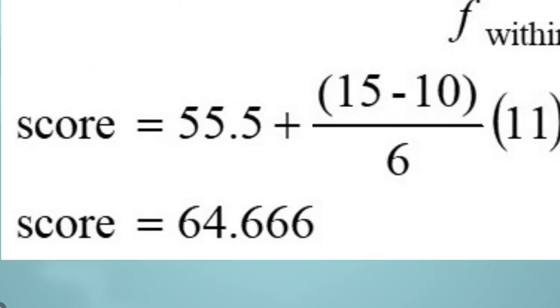And finally, the interval width is 11. Count the numbers in the interval. Do not subtract the lower number of the interval from the upper number. 66 minus 56 is 10. But there are 11 actual scores in the interval. Now, working through the formula, we find a theoretical median score of 64.666.